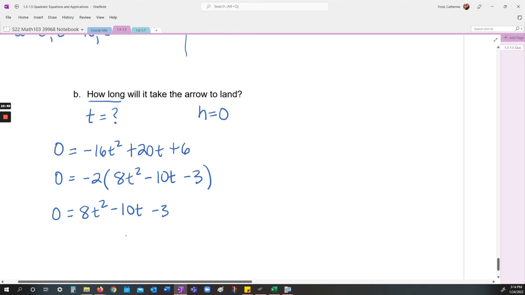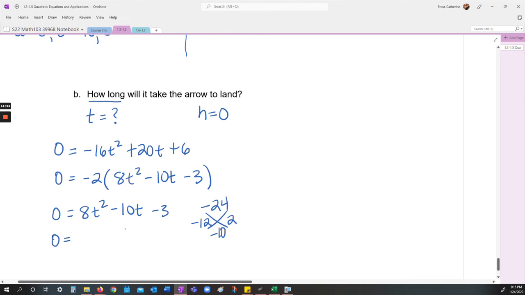So you could absolutely use the quadratic formula again. A is 8, B is negative 10, C is negative 3. But this time I believe I remember that we can factor this one. So I'm going to factor because I think it's a little faster than the quadratic formula. You might disagree with me. So AC method, 8 times negative 3 is negative 24, and then we want to add up to negative 10. The two numbers that multiply to negative 24 and add to negative 10 would be negative 12 and positive 2. You may have to list out some possibilities, but those are the ones that will work.